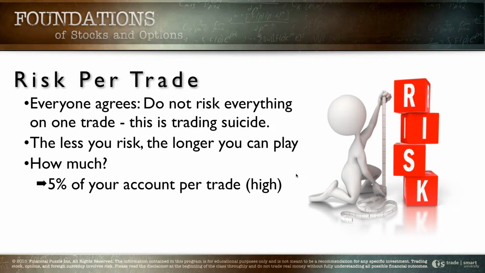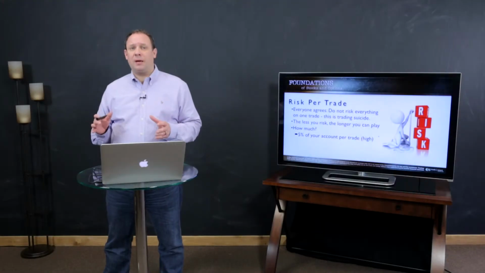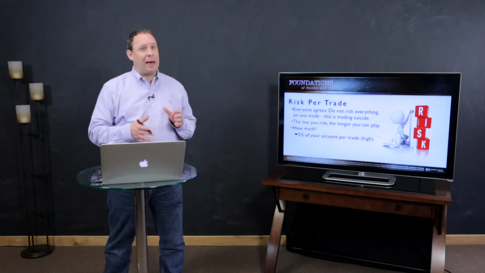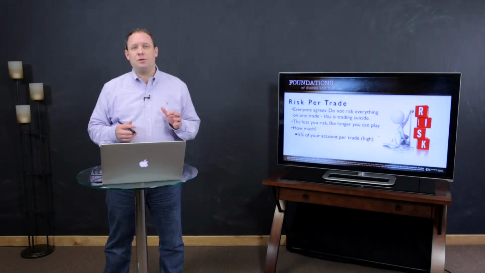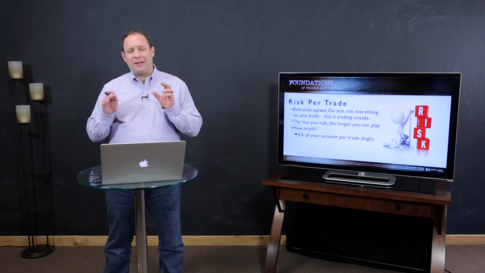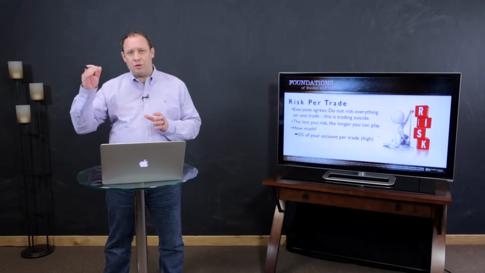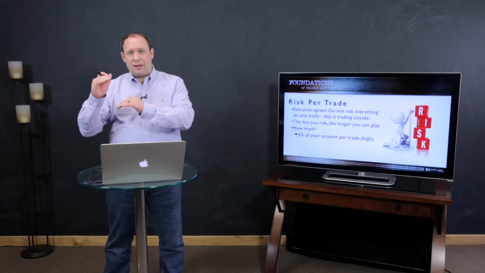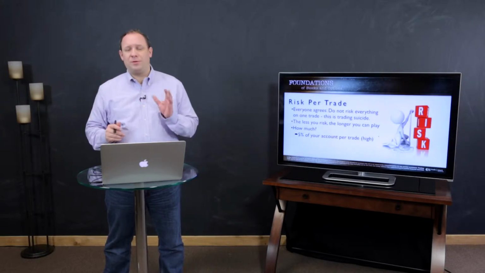So let's think about it this way. If you have a $10,000 account, 5% of that would be $500. Now, it may take more capital than $500 to get into a trade, but if you've got a $10,000 account and your drawdown, that is where you enter and your stop, is $500, that would be 5% of your account. So with a $10,000 account, $500 would be 5%.